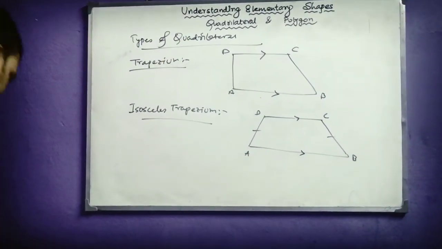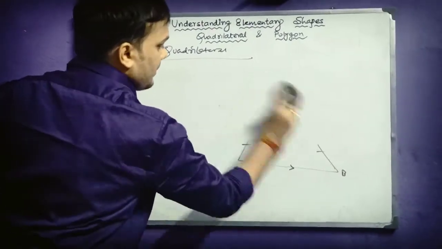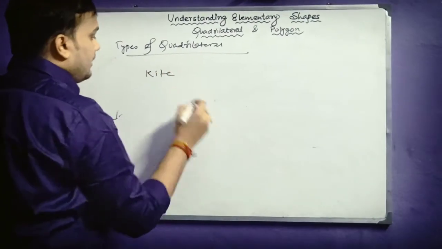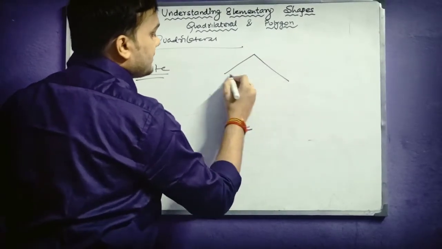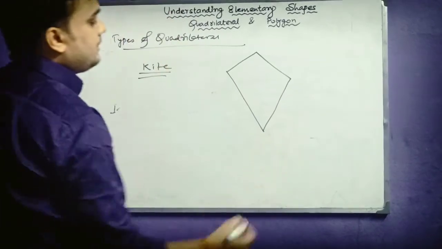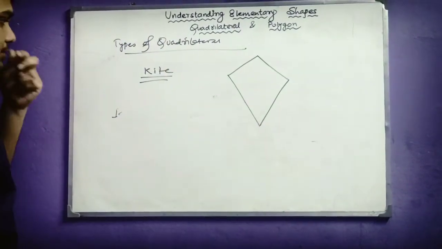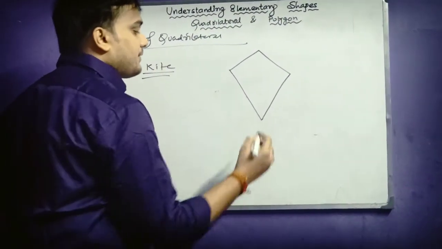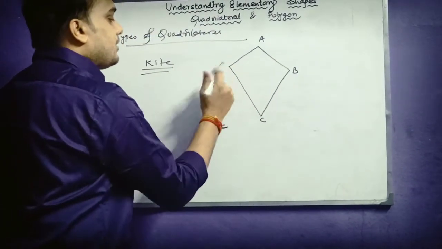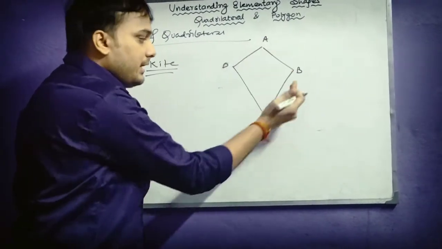Now the last type of quadrilateral is kite. A normal kite looks like this. Okay, so you can see this is a kite. What are the properties of a kite? Let us give a name A, B. While giving the name, students, don't make a mistake, because it should be in cyclic order. It should not be like A, B, C, D. You should go in a very cyclic manner.